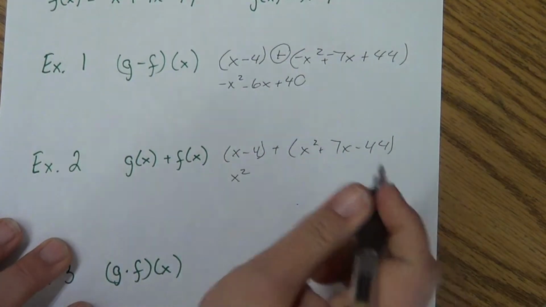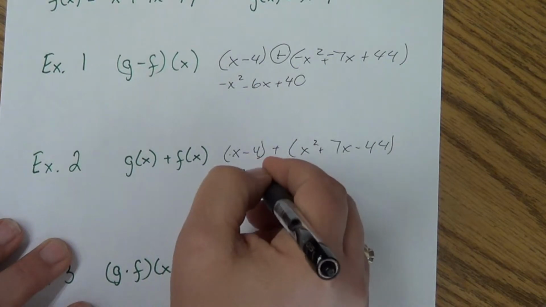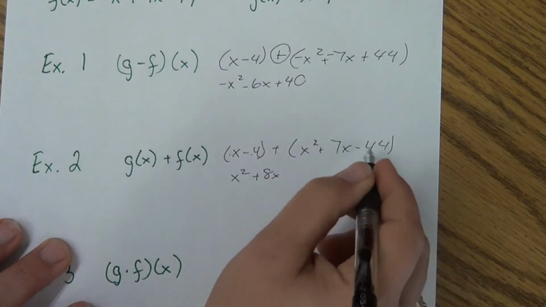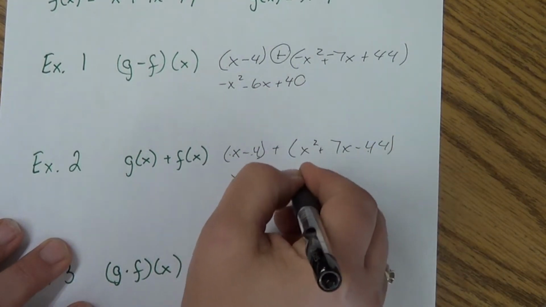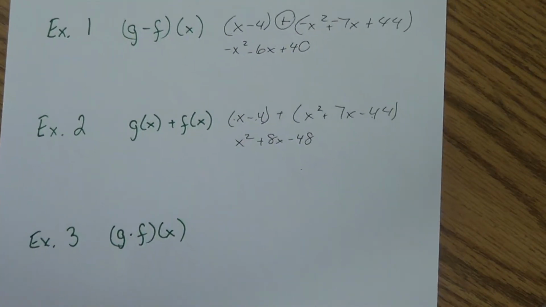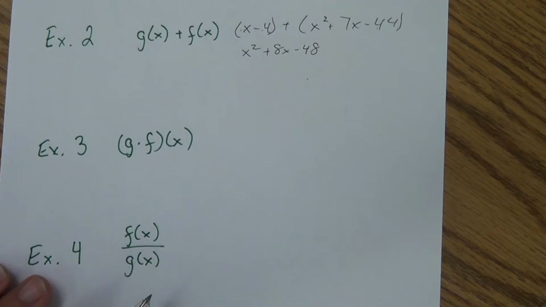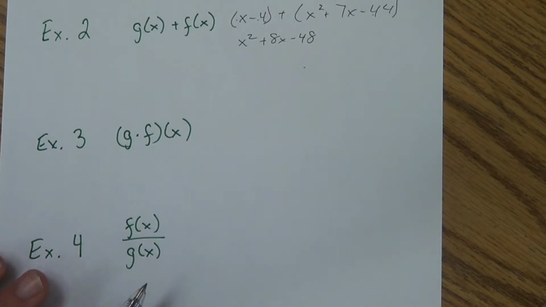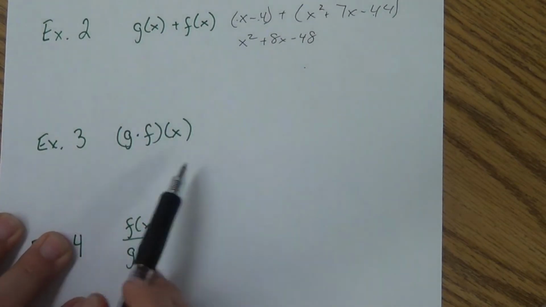X squared doesn't have one. 1x and 7x is 8x. Negative 4, negative 44, negative 48. So it's just exactly like what we did at the very beginning of the school year. This is the first thing we learned this year. It just looks a little different because of the notation.